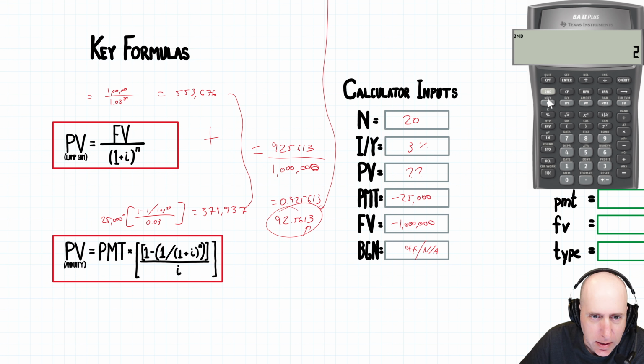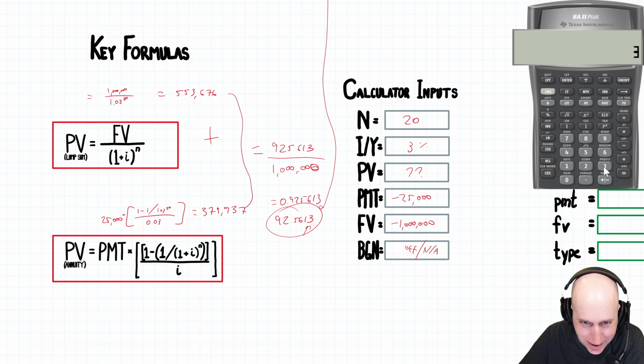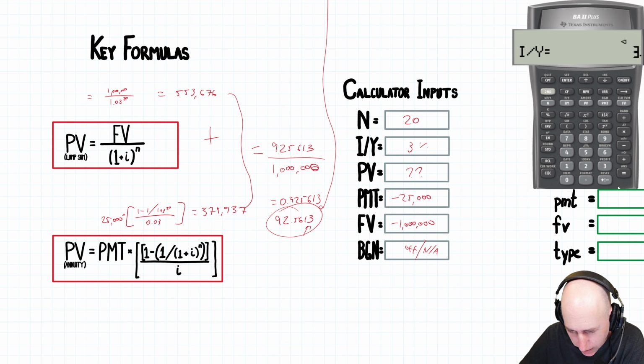Let me go second function, clear. 20 goes in as my N. On your screen, it probably looks fine. On my screen, it's really small. I have to really lean in to see where I'm clicking. My calculator app is just teeny tiny. 3 goes in as IY.